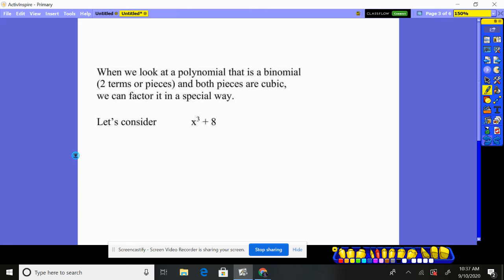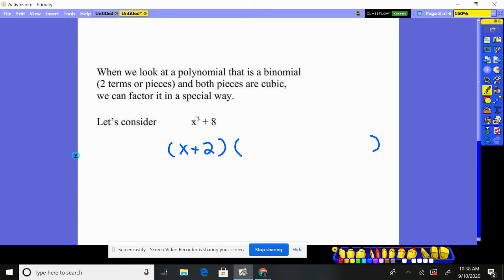All right, let me break that down a little bit. So here's how we do this. The first piece, the binomial piece, is simply we take the cube root of each of those. So what's the cube root of x cubed? That's simply x. What about the cube root of 8? In other words, what multiplies together 3 times by itself to give you 8? That's 2 times 2 times 2, so that's 2. That's our binomial piece. That's always going to be multiplied by a trinomial piece.